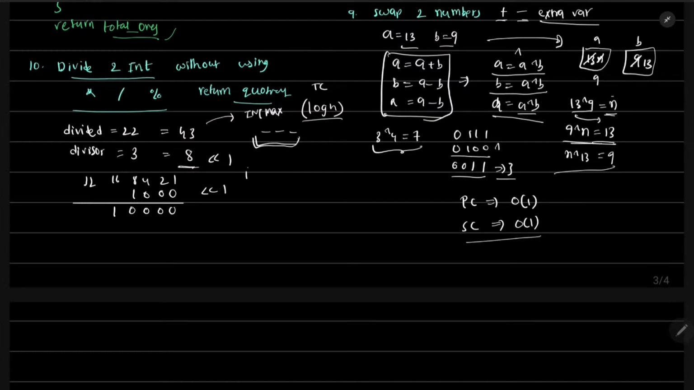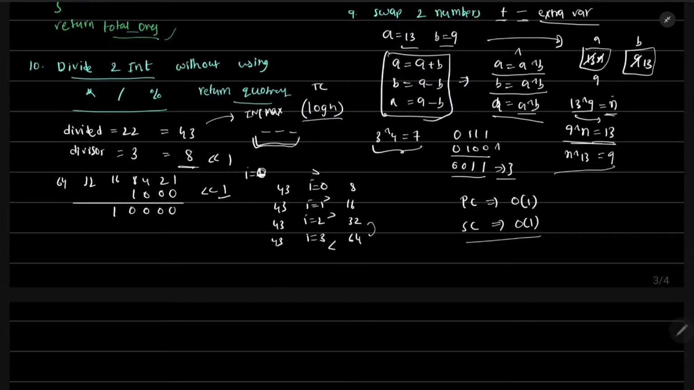So maybe let's do it like this. For i equal to 1, you shift it one time. Or we can start from i equal to 0, where we will not shift it. Let's take 43 and 8, with i equal to 0. 43 is still greater than 8. Take i equal to 1, it is 16. Still 43 is greater than 16. Take i equal to 2, this will be 32. Still 43 is greater than 32. Take i equal to 3, this will be 64. Now you see 43 is less than 64.